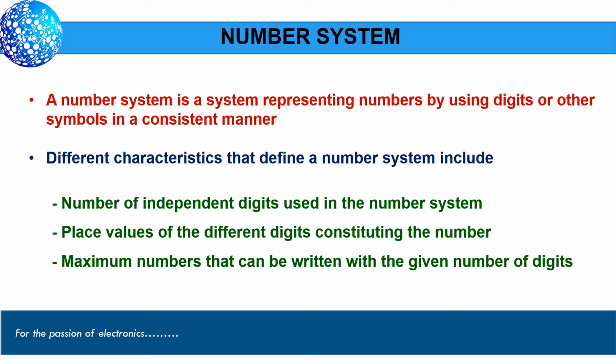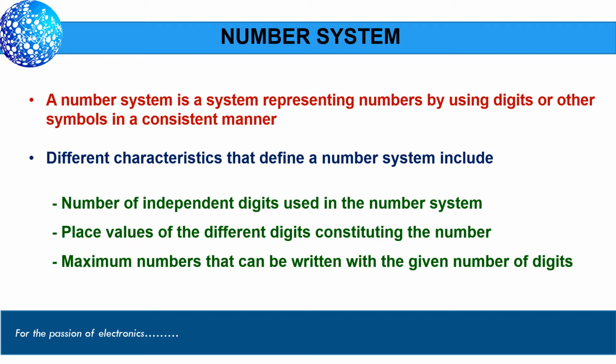What is a number system? Basically, a number system is a system that represents numbers by using different digits or symbols in a consistent manner, that is, by following certain rules.